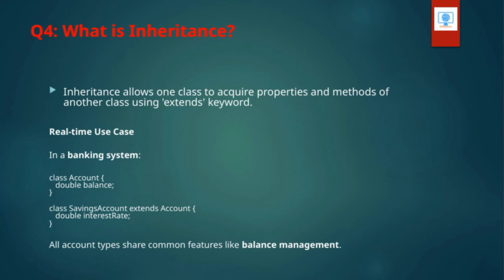For example, consider a basic Account class that has a balance. Then, a SavingsAccount class can extend Account, meaning it inherits the balance property. Additionally, it can have its own features, like an interest rate. This way, all account types share common features like balance management, making our code more organized and efficient. So, in summary, inheritance helps us reuse code and create a clear hierarchy, which is essential in building scalable systems.